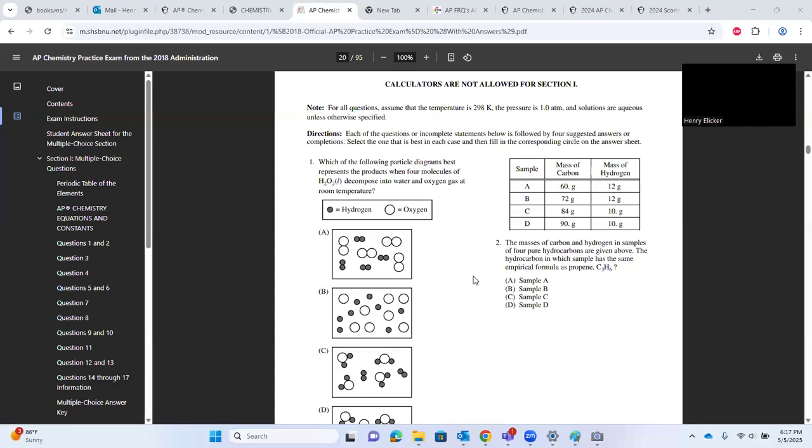Okay, hello again. We're going to do some practice specifically on an old AP chemistry exam from 2018. So we're going to go ahead and share and get started.